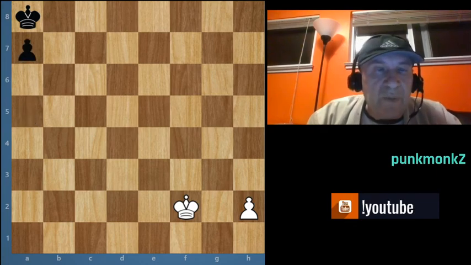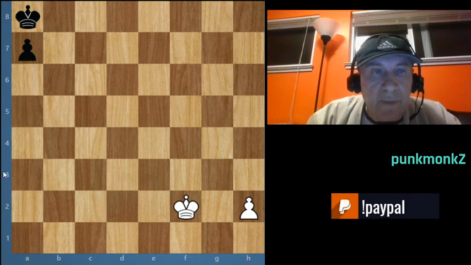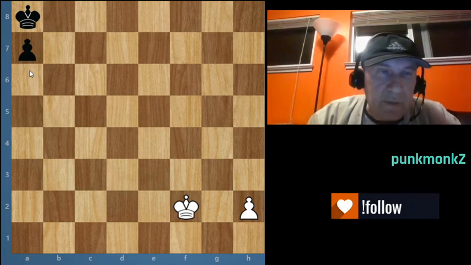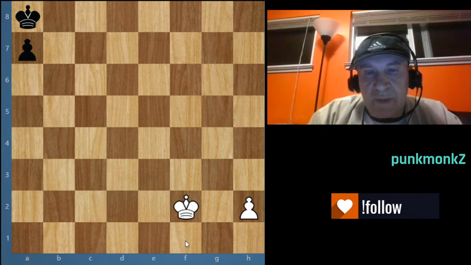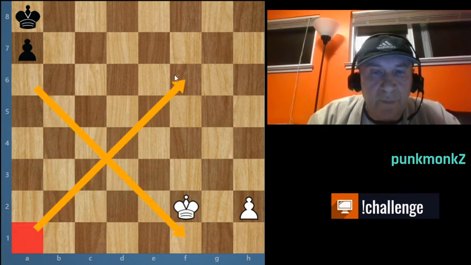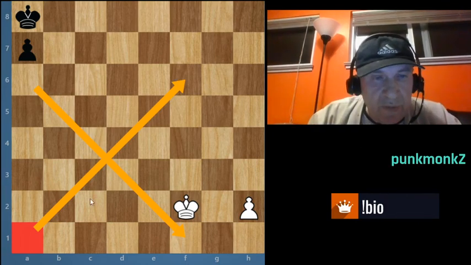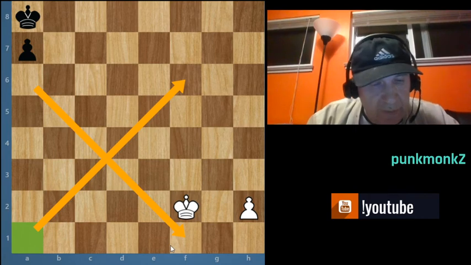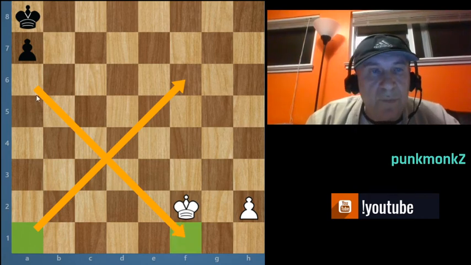Alright, so it's black to play again, and black is going down the board. Okay, and let's draw the line, the diagonal of the square. Diagonal of the square is this, right? Promotion is this, and the fourth corner is there. Okay, let's do this in green. So basically, this is the square.